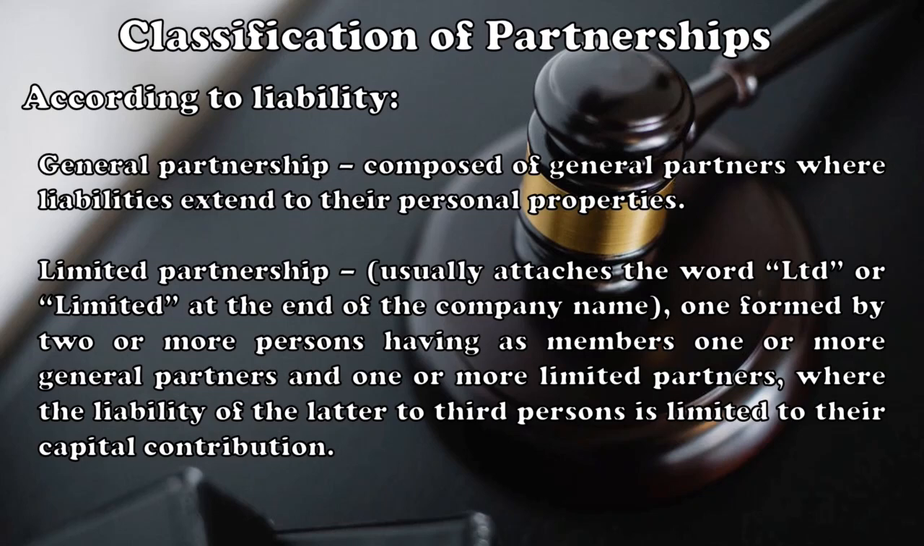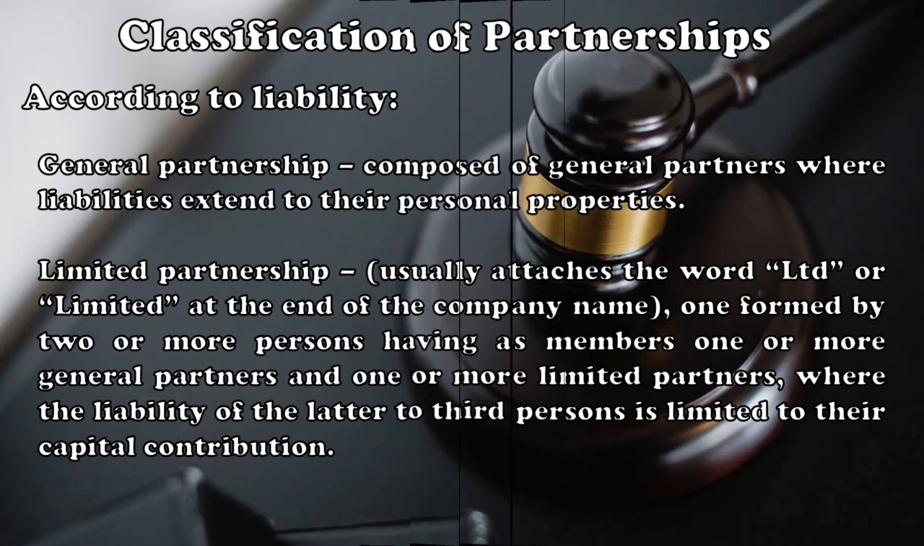So, classification of partnership according to liability. We have general and limited partnership. A general partnership is composed of general partners whose liabilities extend to their personal properties. While a limited partnership usually attaches the word Ltd or Limited at the end of the company name. It is formed by two or more persons having as members one or more general partners and one or more limited partners, where the liability of the latter to third persons is limited to their capital contribution.